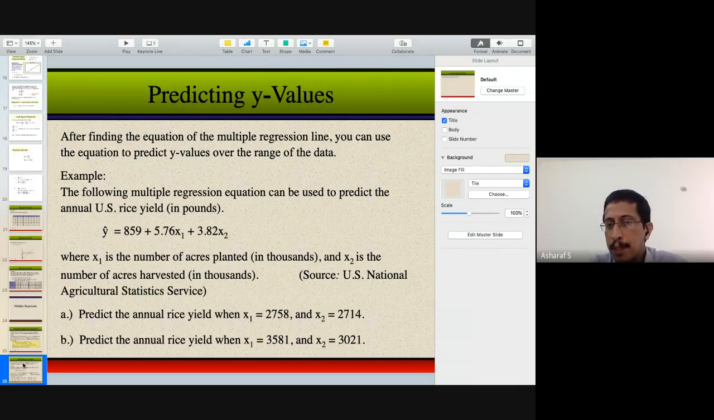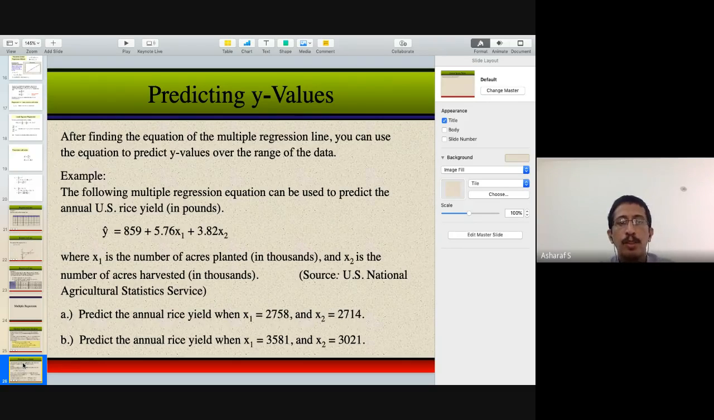It's an example that I've taken again from the web. The following multiple regression equation is a two variable context, x1 and x2 deciding y bar, the rice yield in US, where x1 is the number of acres planted and x2 is the number of acres harvested, in thousands. So basically some data is taken. Predict the annual yield when x1 is equal to some value and x2 is equal to 2704.